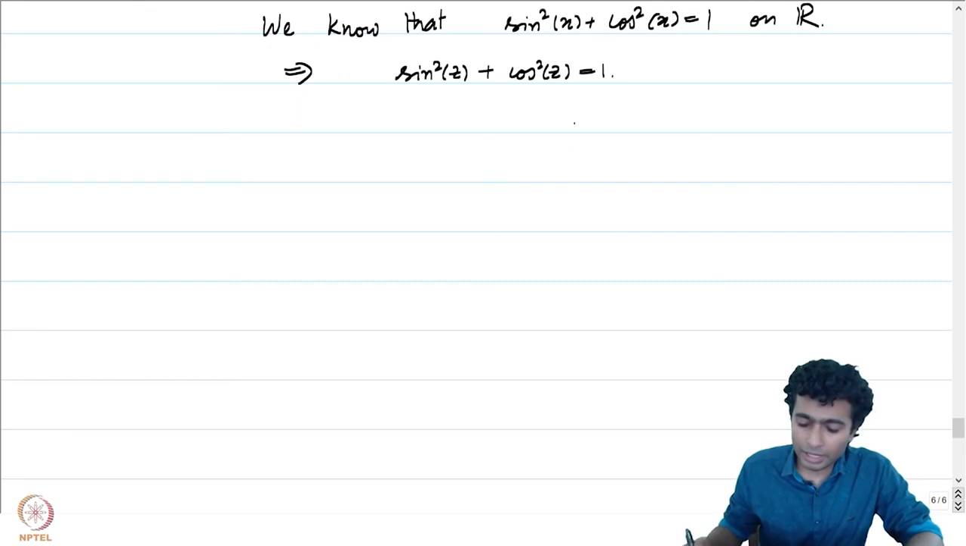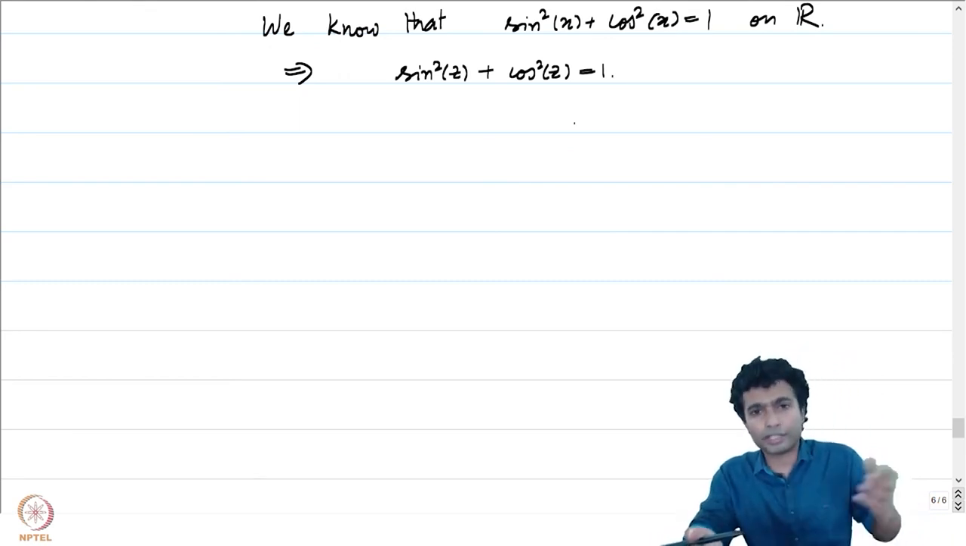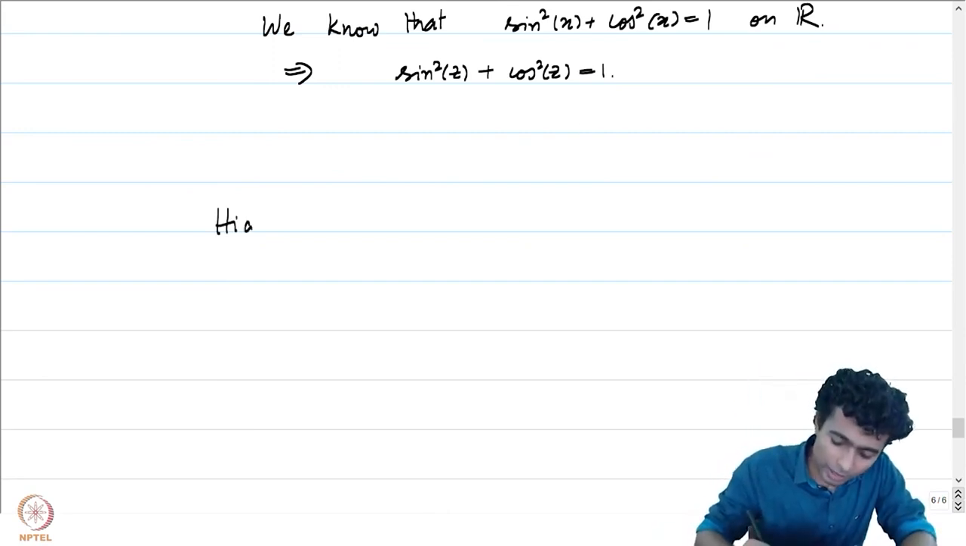Let us move ahead and prove a higher order version of the Cauchy integral formula which we have proved in the last lecture. So, this is called the higher order Cauchy integral formula.